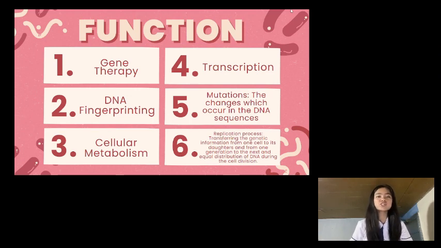And for the last function, we have replication. Replication occurs in three major steps. The first step is the opening of the double helix and separation of the DNA strands. The second step is the priming of the new template strand. And the last step is the assembly of the new DNA segment. So that is the sixth function of DNA.